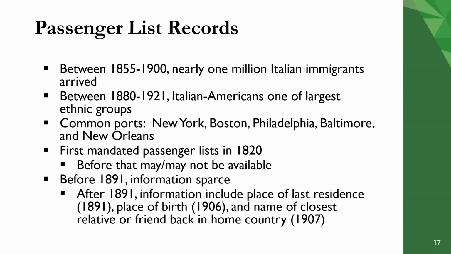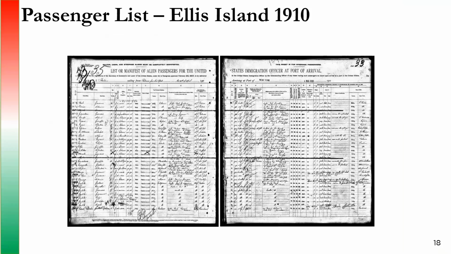Place of birth, they started asking for that around 1906. And then in 1907, they wanted to know the closest relative that was still back in the home country. So you would have had a couple of indications to find out the town they were from based on some of the later passenger lists. So here's an example. Before 1906, most passenger lists were 1 page long. After that, you'll usually find what they call a 2-page list, only it's just one large page that branched over on the book. So here's an example of a 1910 passenger list.